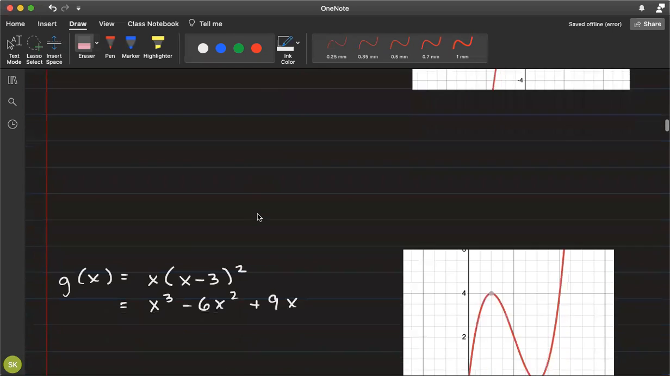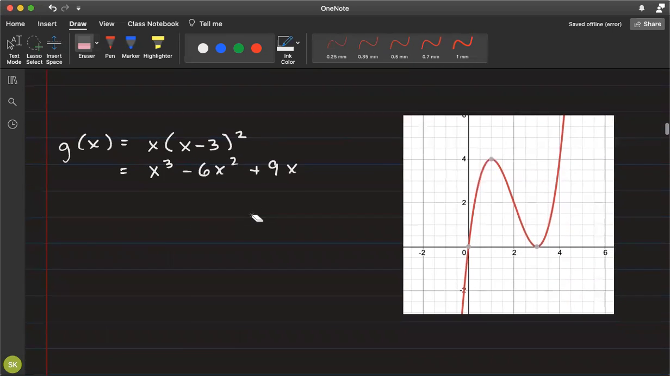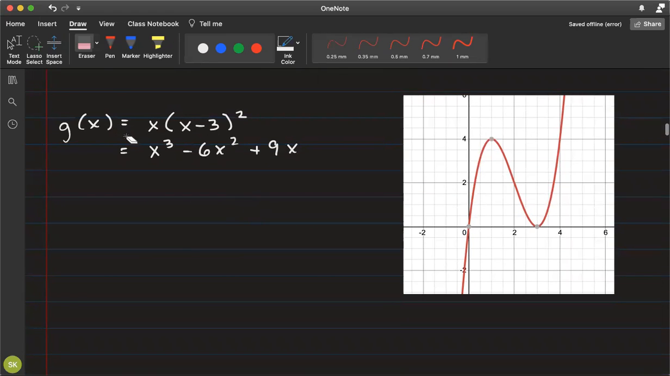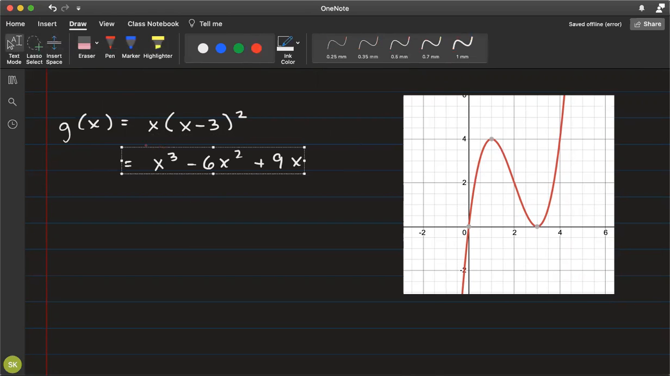Okay, let's move on to another example. Here I have a function g of x. Originally, let me erase this for just a second. Originally, we were given this function here, x times (x minus 3) squared. And here's the graph of that function. Right underneath it, I put the equation FOILed out. So if I just multiplied all of this out, here's the equation.